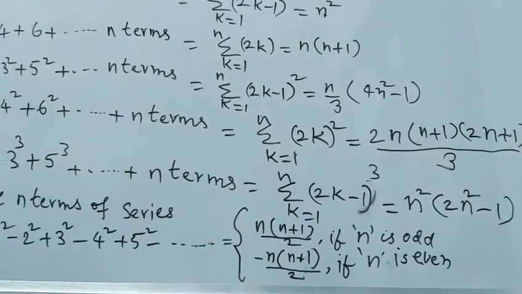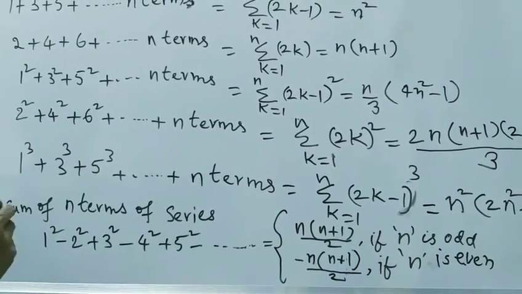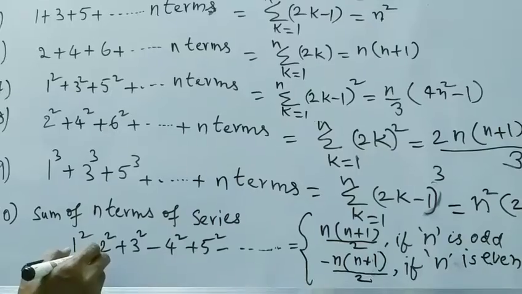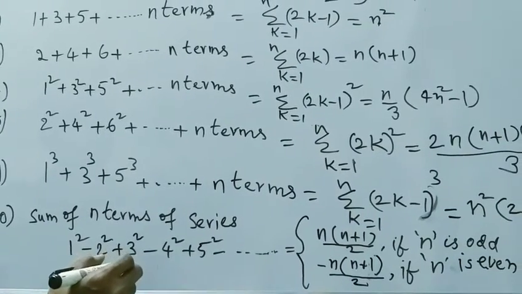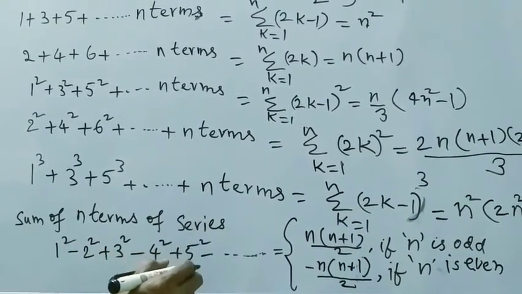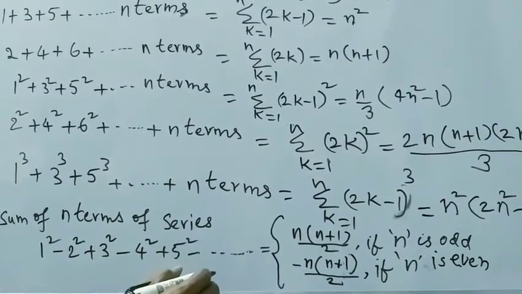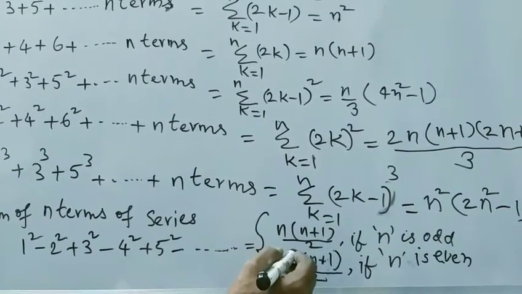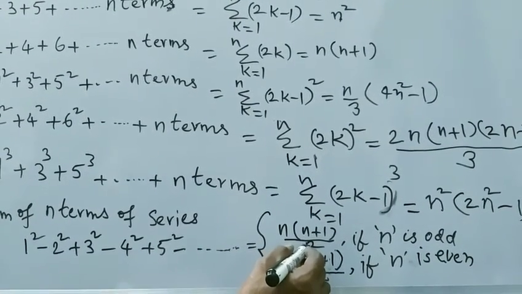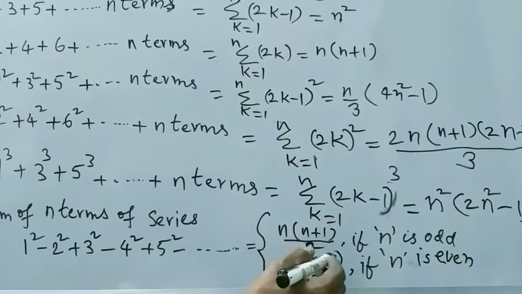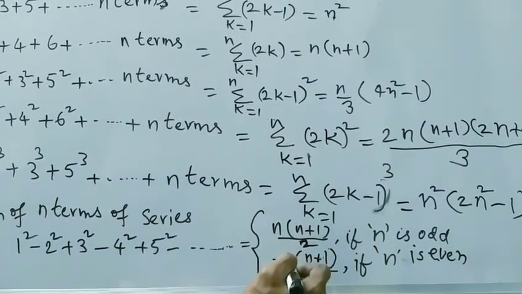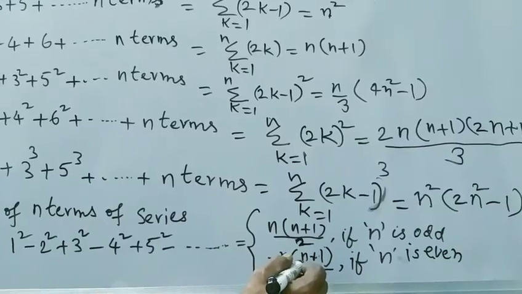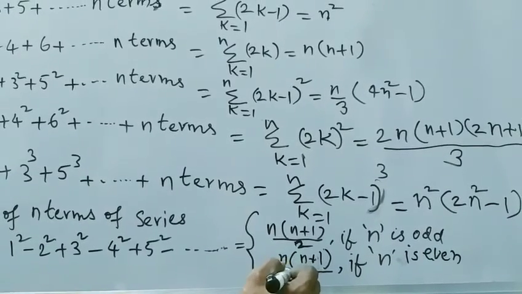So the 10th one of this is the sum of n terms of the series 1 square minus 2 square plus 3 square minus 4 square plus 5 square minus and so on up to n terms is n into n plus 1 by 2 if n is odd. Suppose if n is even, minus n of n plus 1 by 2.